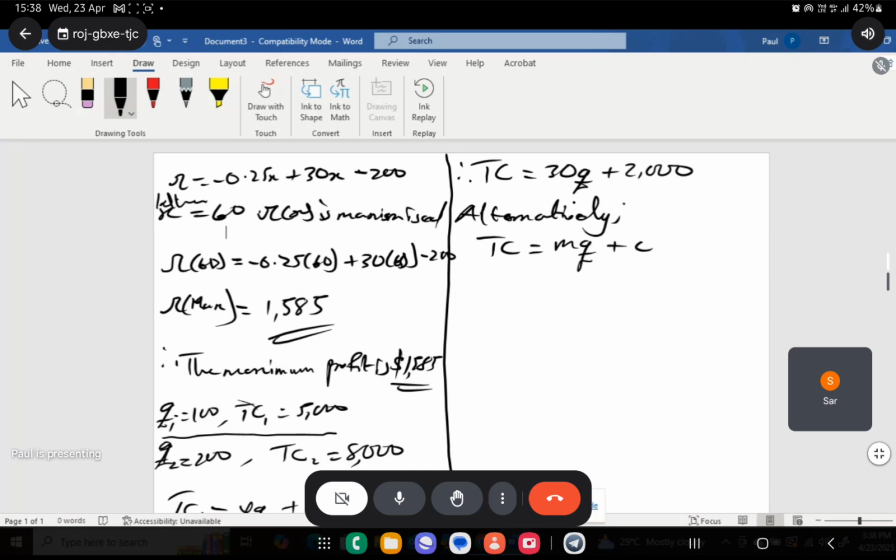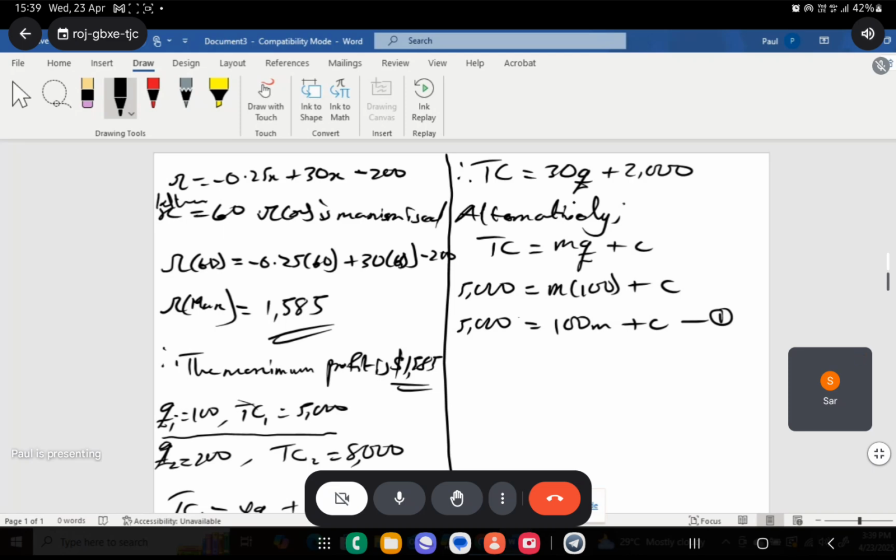You know our TC is this. So you take the activity level. At the first activity level, our TC was 5,000 being equal to M times the quantity 100 plus C. So here we get 5,000 being equal to 100M plus C. Do you understand? So this becomes equation 1.